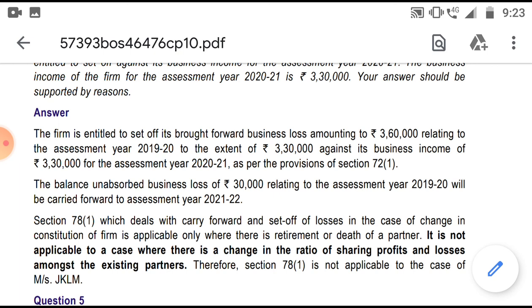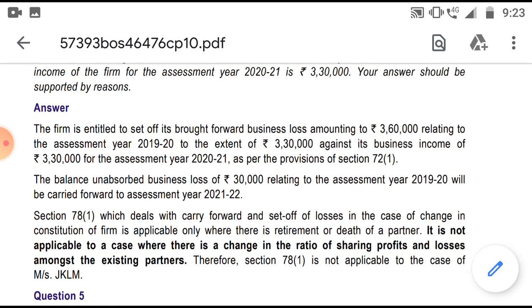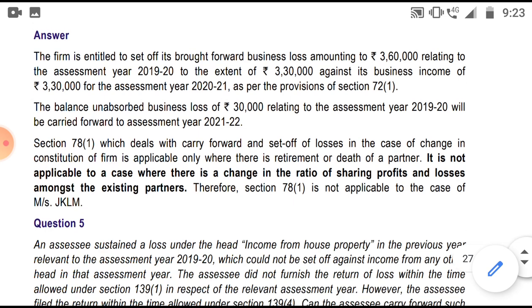It is not applicable to the case where there is a change in the ratio of sharing profit and loss amongst the existing partners. Therefore, section 78(1) is not applicable to the case of JKLM. We will read the last paragraph again. Section 78(1) deals with the carry forward and set off of losses in case of any change in constitution, and is applicable only where there is any retirement or death. In this case there is only a change in the profit sharing ratio, so 78(1) will not be attracted.